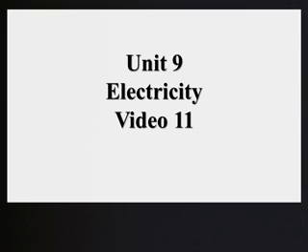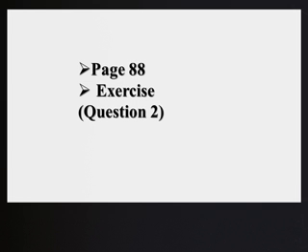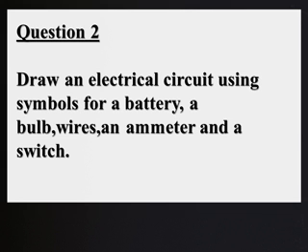As you already know, we are on unit number 9, which is about electricity. Today we will discuss question number 2 of electricity, given on page number 88 of your book. Let's see question number 2. Draw an electrical circuit using symbols for a battery, a bulb, wires, an ammeter, and a switch.